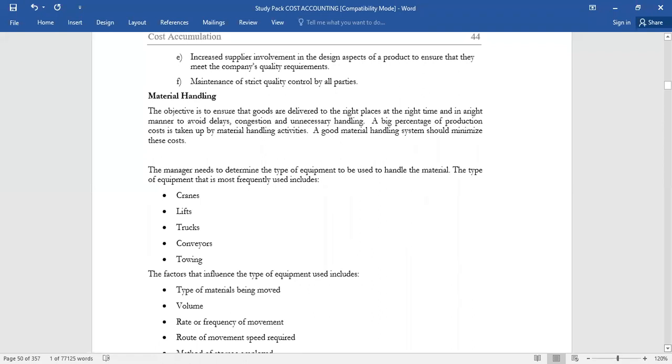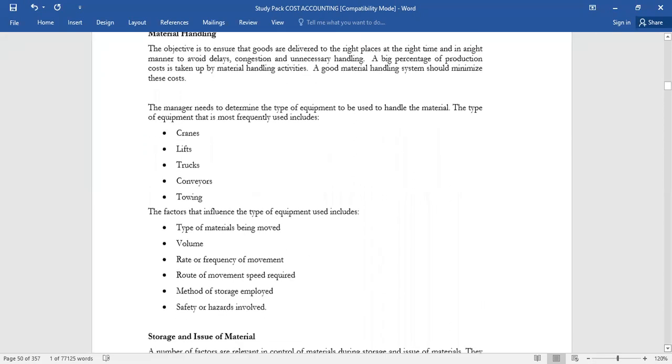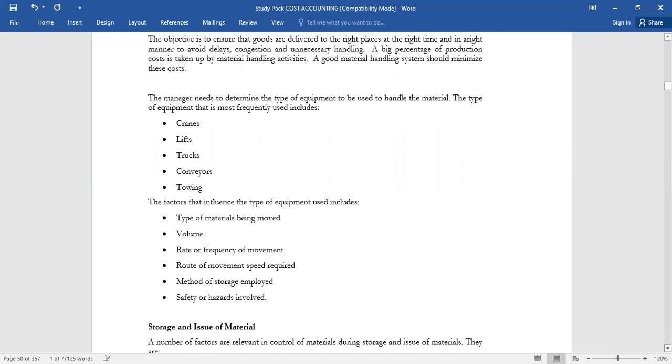Then how do we handle the materials? The manager needs to determine the equipment and how the materials will be handled. Some need a lot of care. So some factories will use cranes, where we are shipping in bulk, let's say containers. Others use forklifts to move the pallets from one point to the other, or to offload from the reception to the store.